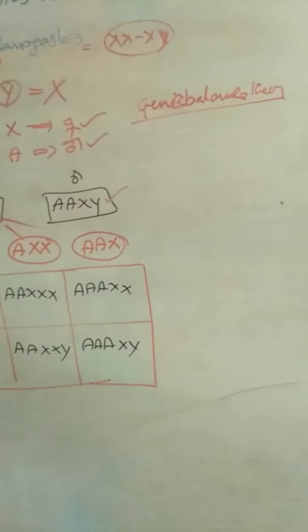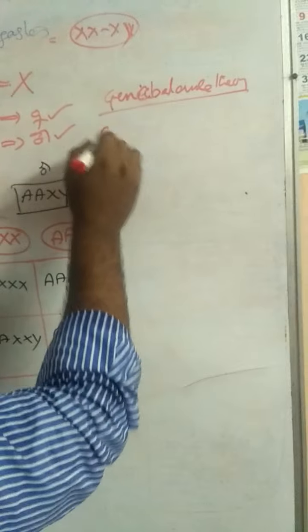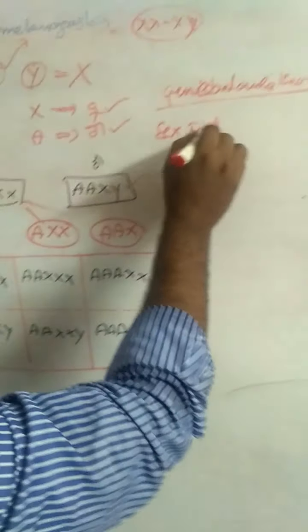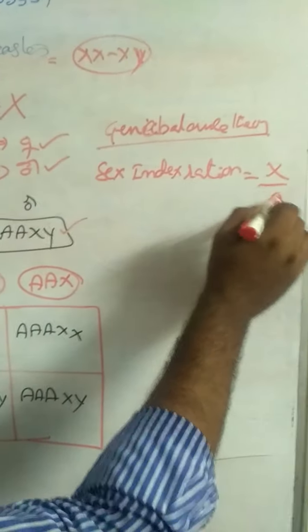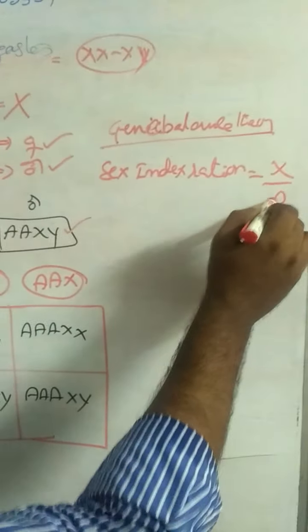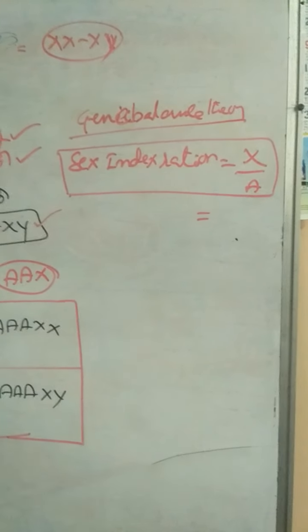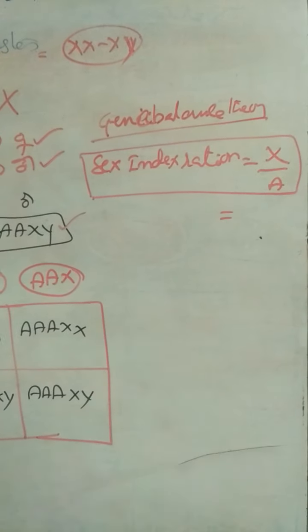Genic balance theory states that the sex index ratio is equal to X by A. Here X is the number of X chromosomes, and A means sets of autosomes.